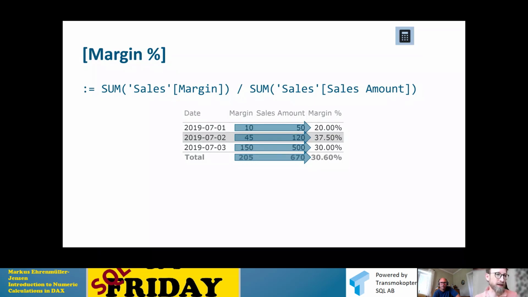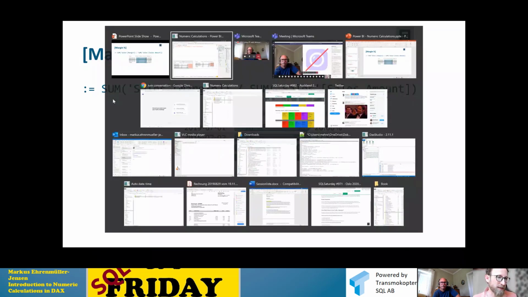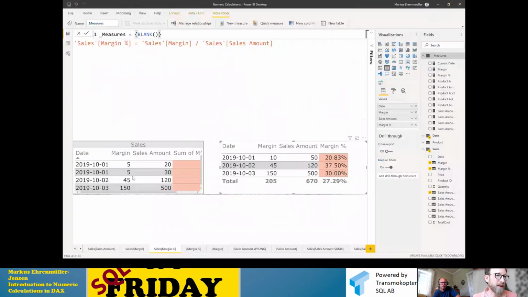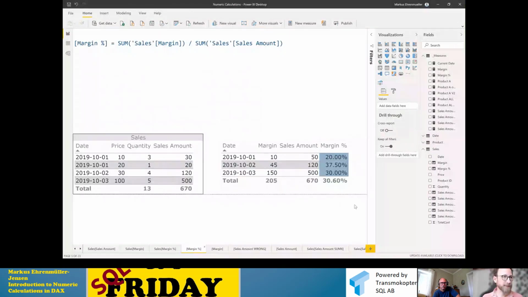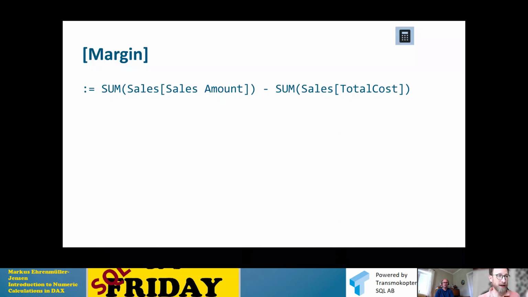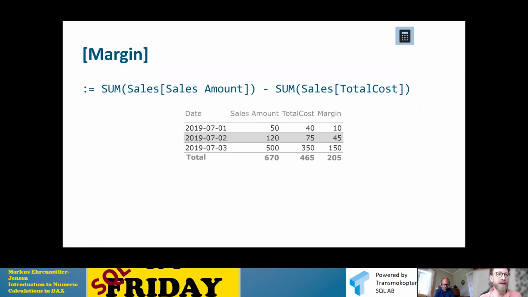And of course, we can take a look into Power BI and see the margin here. The margin in blue here, that's the measure, and we see the same numbers here. So I'm not cheating in PowerPoint. The same is also visible in Power BI. The margin was the sales amount minus the total cost. Again, we have to put the sum of the sales amount minus the sum of the total cost, and it's calculated the same way, 50 minus 40, and so on and so forth.